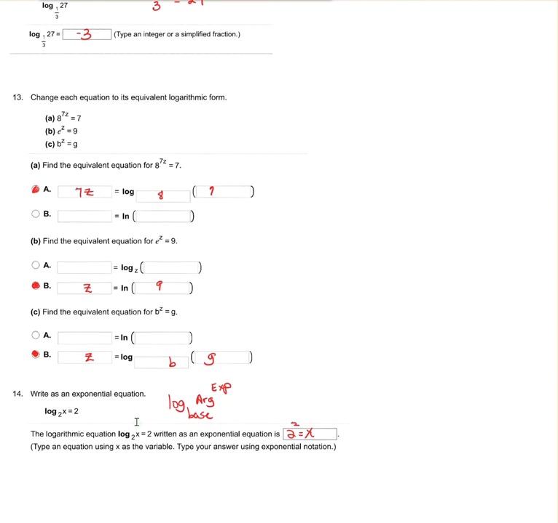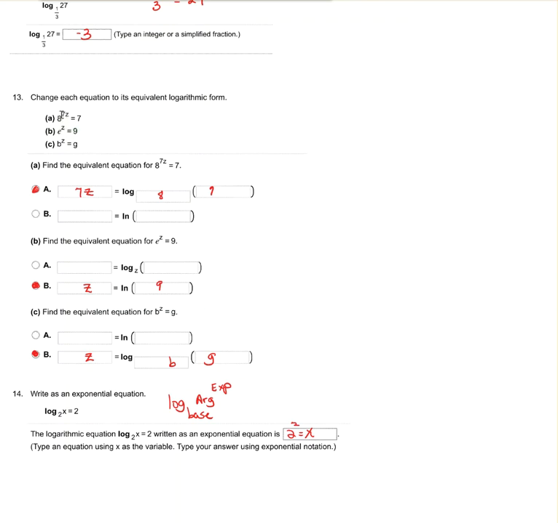Number 13 is trying to get you to think about it without really the numbers. Change each equation to its equivalent log form. Remember that if it's a base of anything other than e, you use log. If it's e, you'll use ln. So that's the first thing to think about.